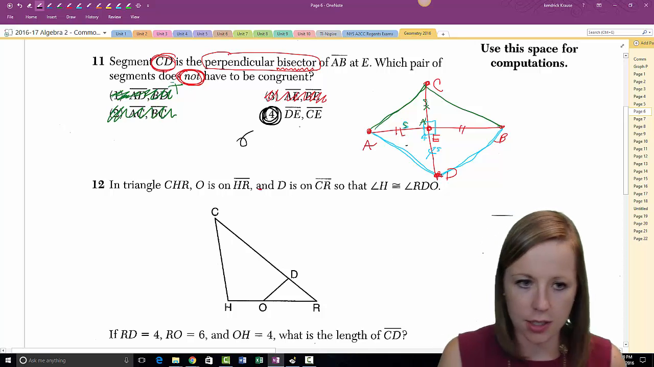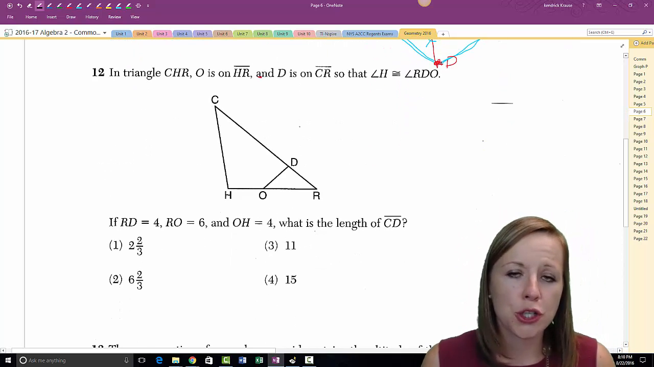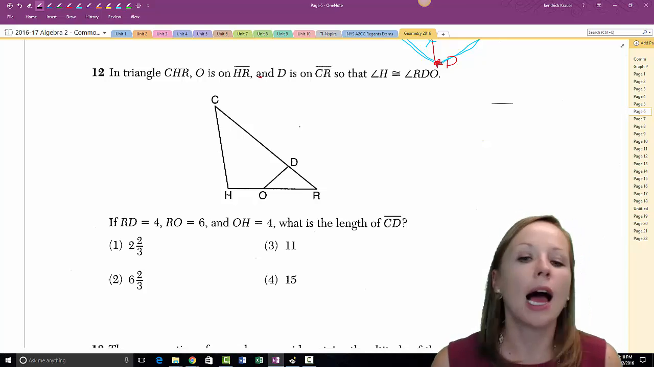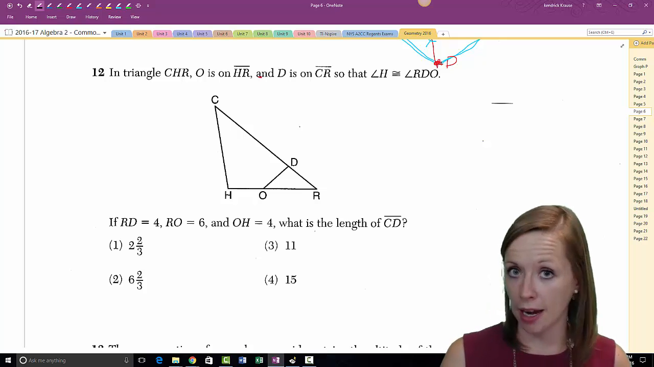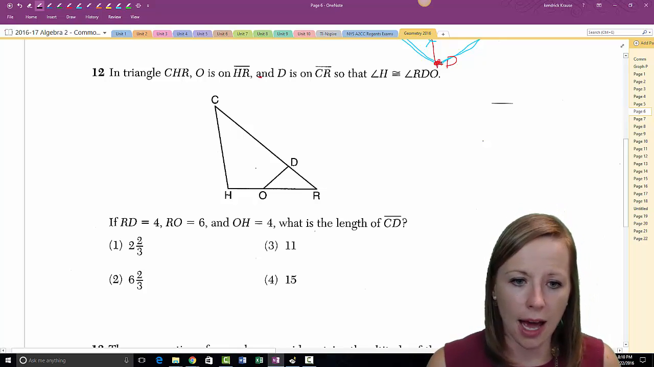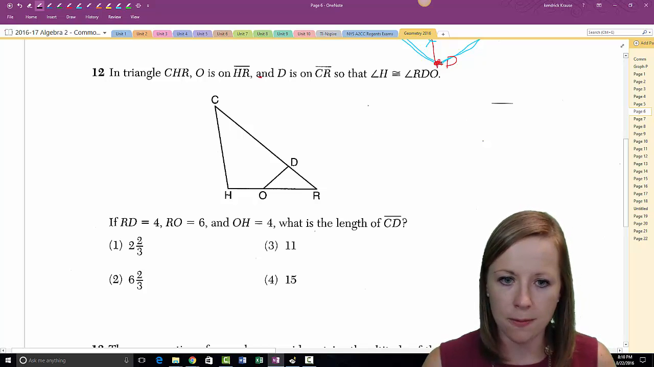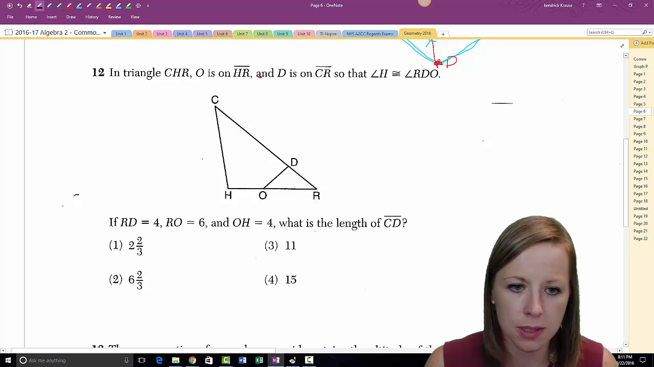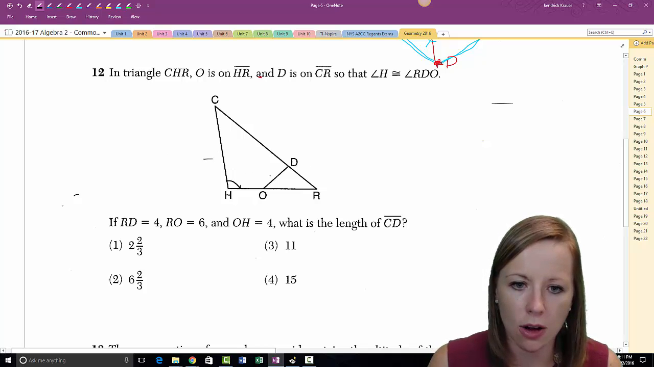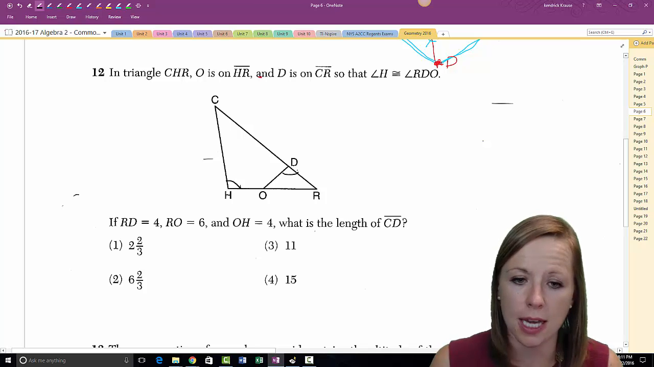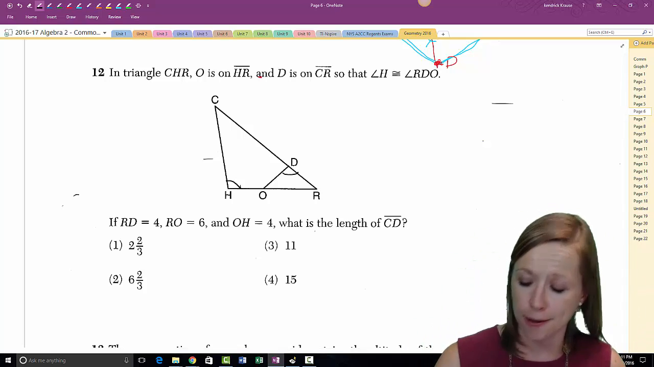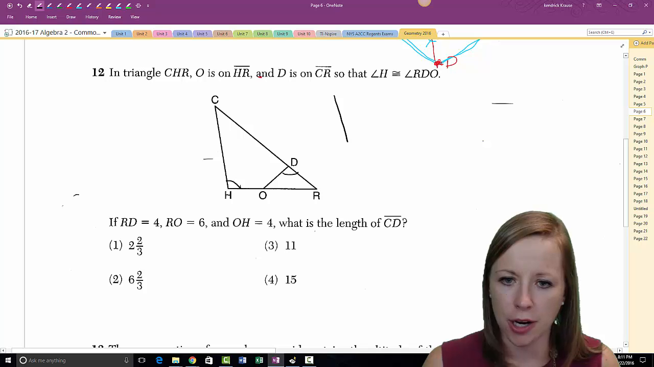All right, let's move on to number 12. This picture should look familiar to you. Whenever you have 2 triangles stuck together or a triangle inside another triangle, I recommend that you try to draw them separately as much as you can. So this is a good opportunity to do that. I'm going to redraw these triangles off to the side. This says that angle H is congruent to angle RDO. Those 2 angles are the same, and they're not lining up right, so I want to line them up so I can look at all of the pieces together. So I'm going to redraw my triangles.